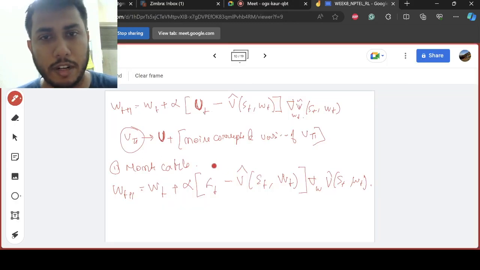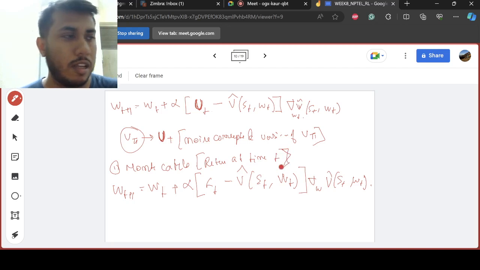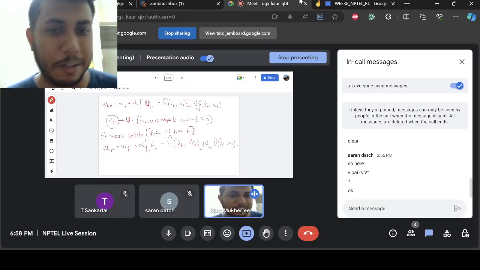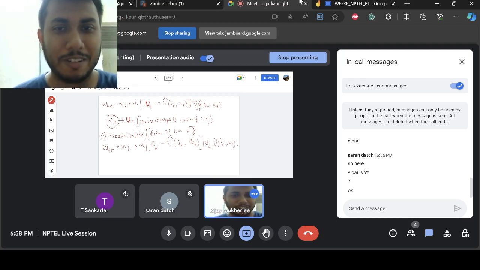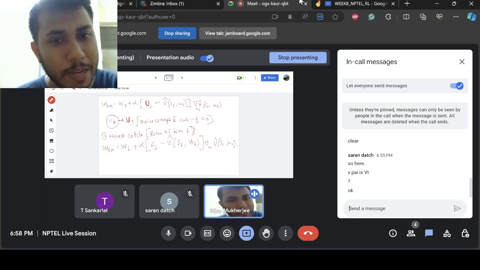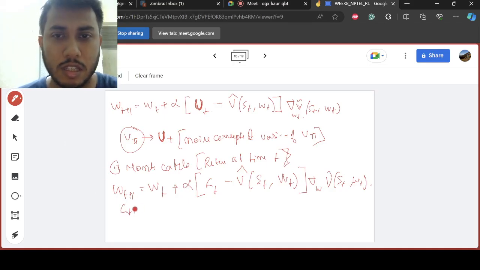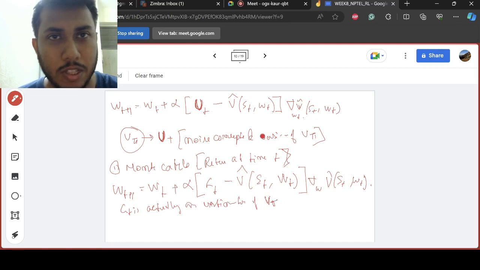Right? What is gt? gt is basically the return at time step t. Also, what is a return? Come on, you know the definition. Return is basically an estimation of your value function, right? So you can replace that value function with your estimation. So gt is actually an estimation of v pi, typically.